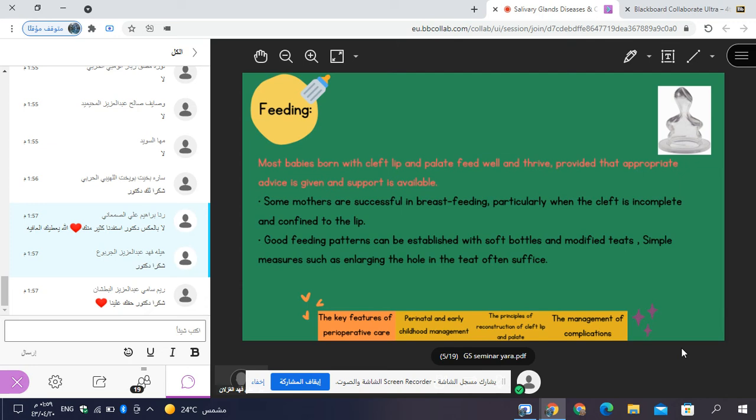For feeding, most babies that are born with a cleft lip and palate feed well and thrive. Sometimes some of them can be breastfed as well, especially if the cleft is incomplete and confined to the lip. So an advice that a doctor can give to a parent is that they can use soft bottles and modified teats like the ones shown here. Sometimes even enlarging the hole in the teat can help.